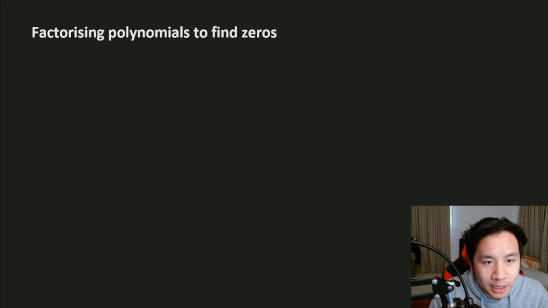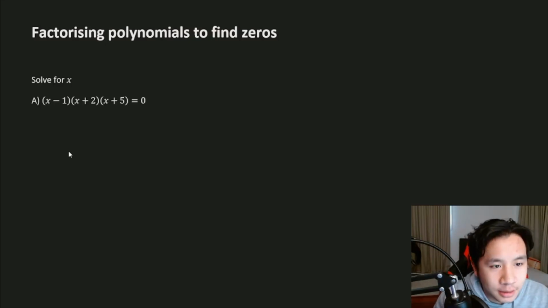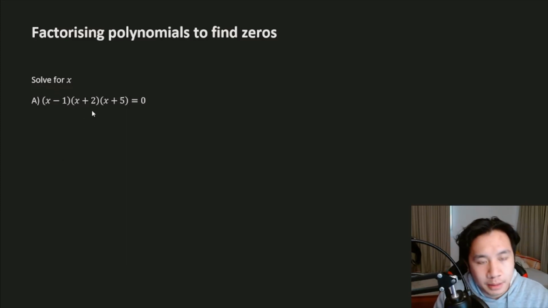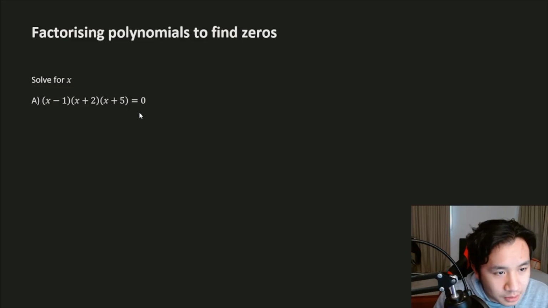Alright, let's go through factorizing polynomials to find zeros, otherwise known as finding solutions to polynomials. Alright, so let's go through this question. Here we're asked to solve for x, given x minus 1 times x plus 2 times x plus 5 is equal to 0. Now, to solve this one, one of these just has to be equal to 0.